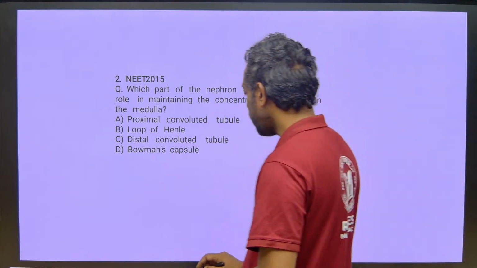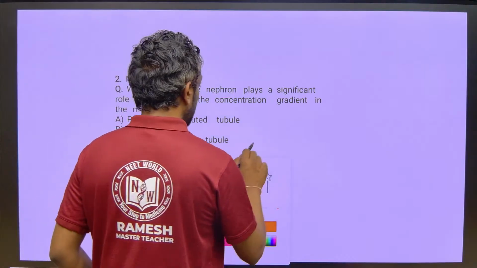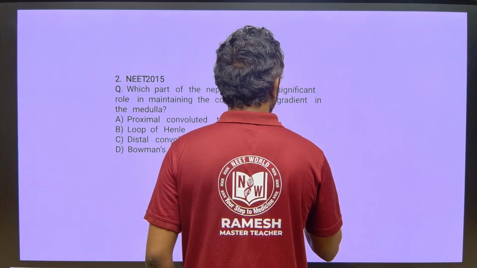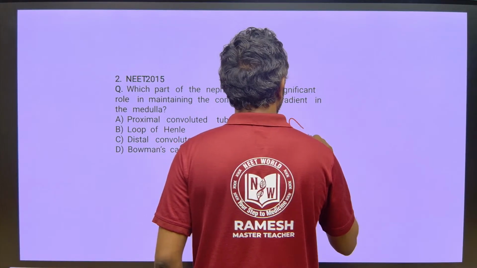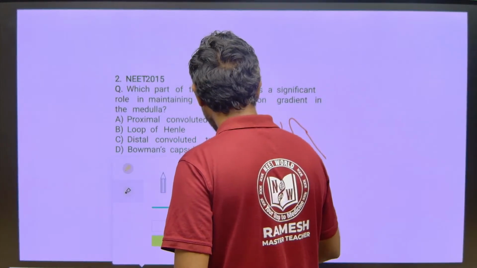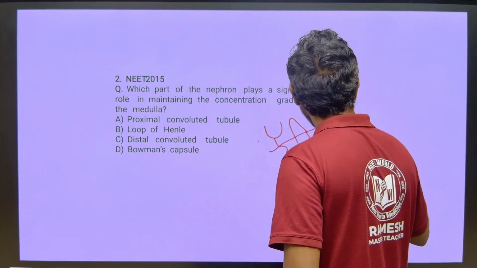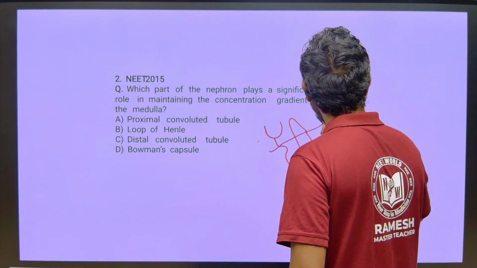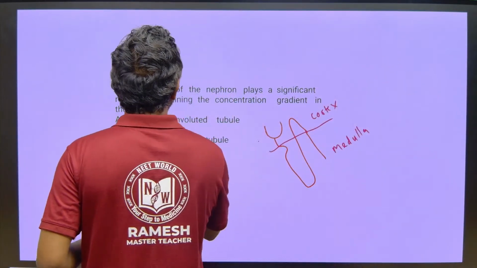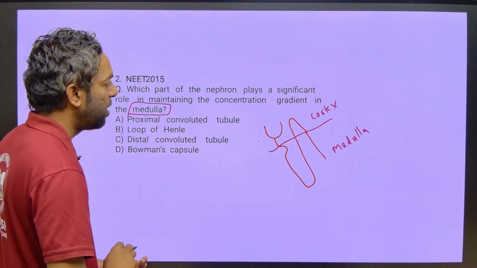Guys, just look into this. This is the nephron. Nephron is located here; this is the medulla part, and this is the cortex. So, here they mention concentration gradient in the medulla. What part is in the medulla?